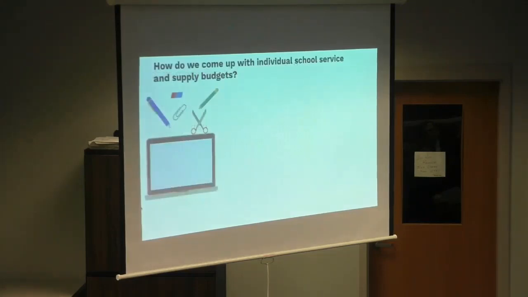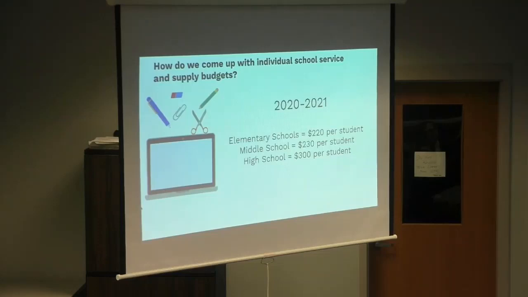Another example of zero-based budgeting: how do we come up with individual school service and supply budgets? At every school we give a dollar amount. At Elliott Elementary School, Central School, and the Great Works School, we have a value of $220 per student. At the middle school, we have $230 per student, and at the high school, we have $300 per student. So where did that number come from? That came from years of us tracking budgets and finding that sweet spot of what was really important when we're budgeting things.